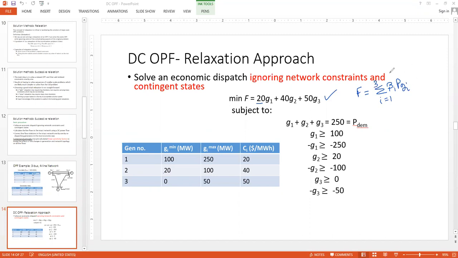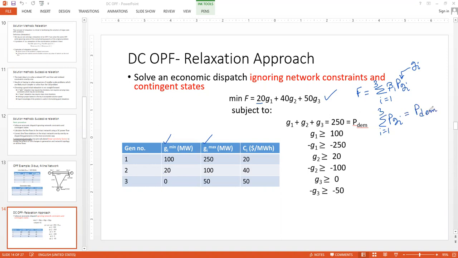Okay, where PGI is simply represented by GI. So we have dropped the capital P, but it means the same. So basically you see we are not using P anymore. These are only G. So G means the real power generation in megawatts, subject to some equality constraint, first of all. The equality constraint, as I said, is the summation of PGI, I equals 1 to 3, equals P demand.